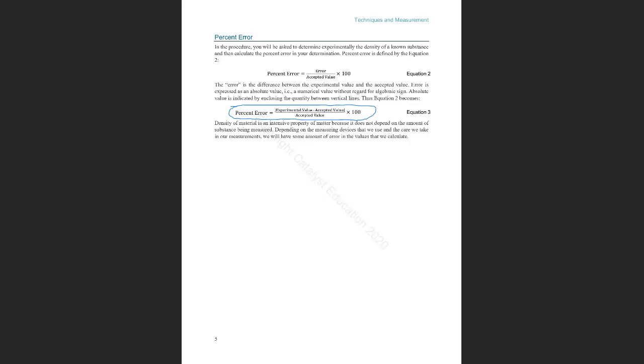So if you look at the formula, experimental value minus accepted value, what happens if your experimental value equals the accepted value? Two numbers, let's say 3 minus 3, the same value, gives 0. Your percent error is going to be 0. I will say it again: if the experimental value is equal to the accepted value, because of the formula, the percent error is 0.